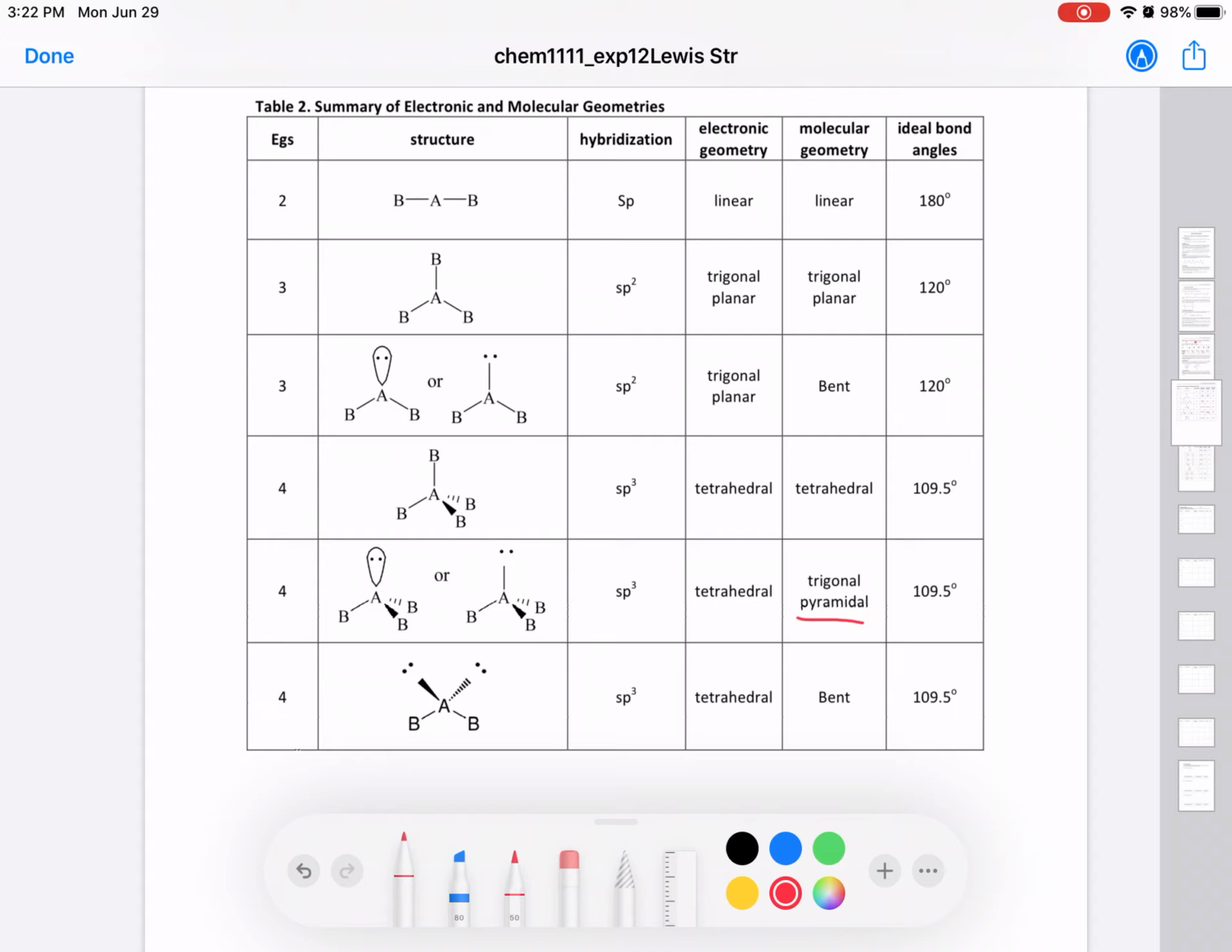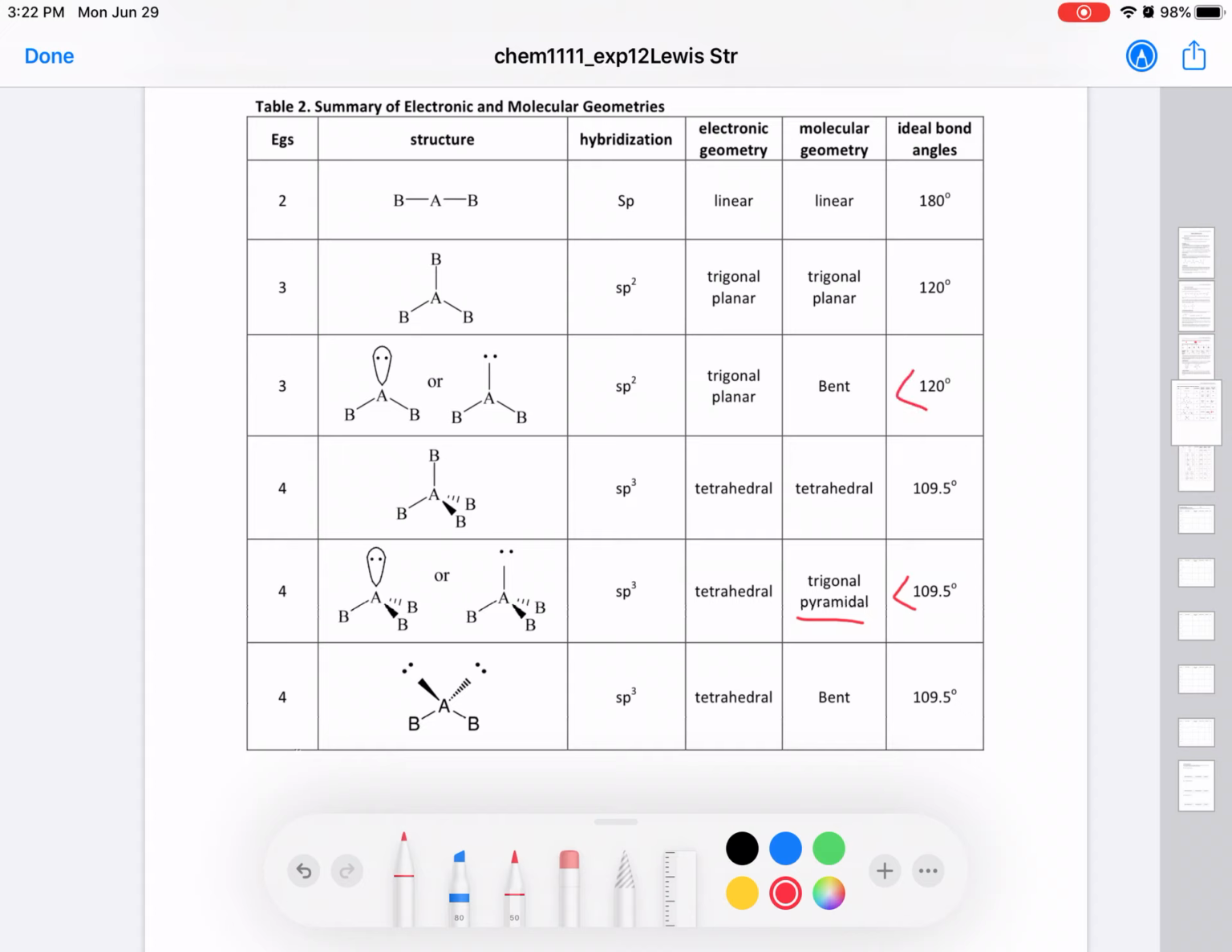Electronic geometry would be tetrahedral, and the ideal bond angle is going to be less than 109.5 because the lone pair repels bonding pairs more, because a lone pair takes up more space. It's going to be less than 109.5. Same thing here, would be less than 120 degrees.